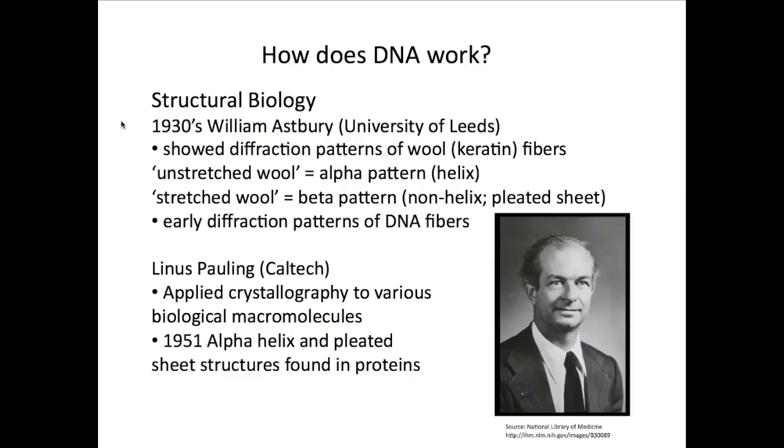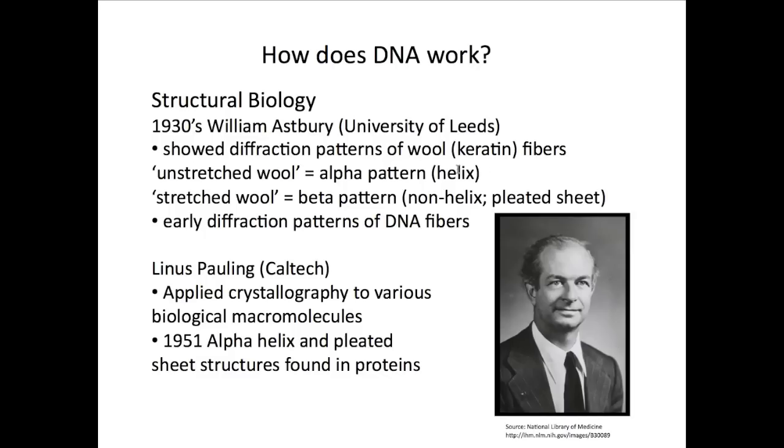Around that time, a researcher at the University of Leeds named William Astbury was also doing studies along the same vein, and he showed that if you obtain X-ray diffraction patterns from wool, which is primarily made up of the protein keratin fibers, you could get a different pattern of diffraction whether or not the wool was stretched or unstretched. And in later years, it was realized that this actually corresponds to two of the major kinds of secondary structures that are the second-order building blocks of protein final structures.